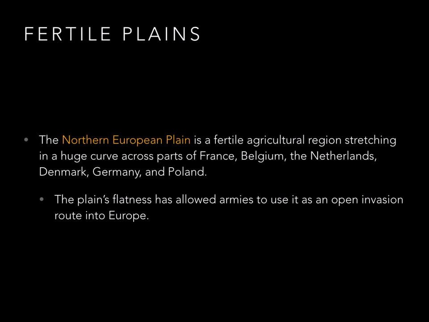Fertile plains. The northern European plain, this is the equivalent to the American Great Plains, and it's a fertile agricultural region stretching in a huge curve across parts of France, Belgium, the Netherlands, Denmark, Germany, and on into Poland. The plain's flatness has allowed armies to use it as an open invasion route into Europe. That's its drawback.